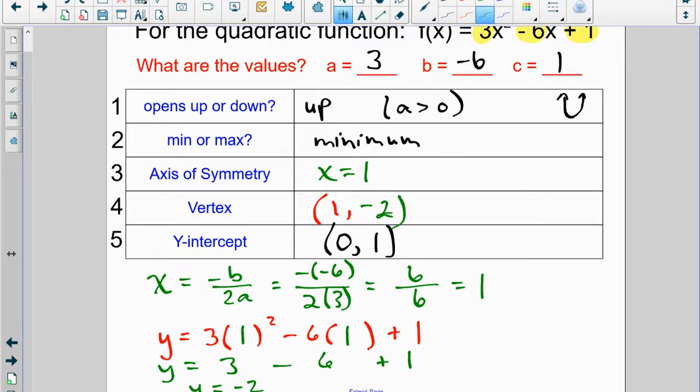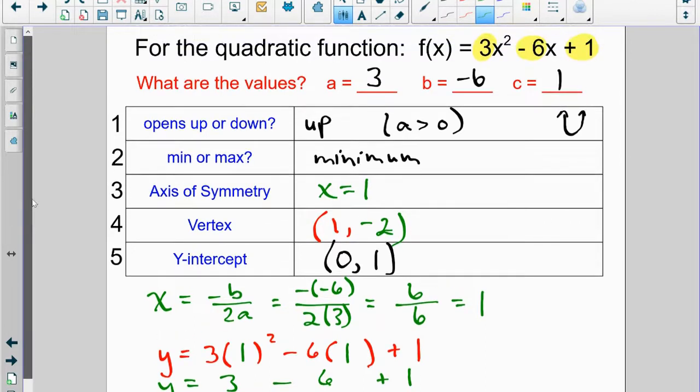Now let's check this and see if this is accurate. So we're going to go to Desmos and we're going to type in our equation. We'll just use y equals instead of f of x equals, even though this is just function notation.